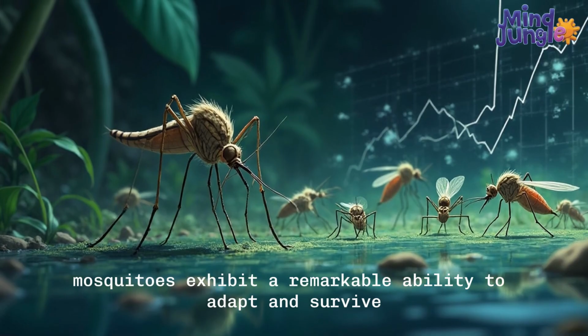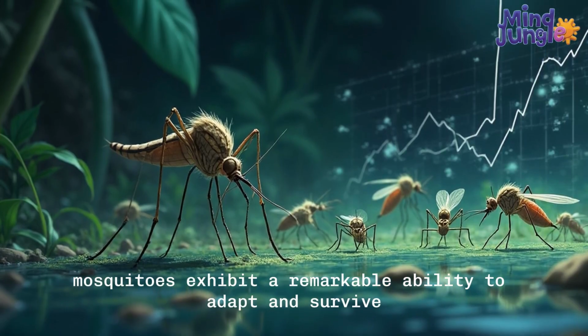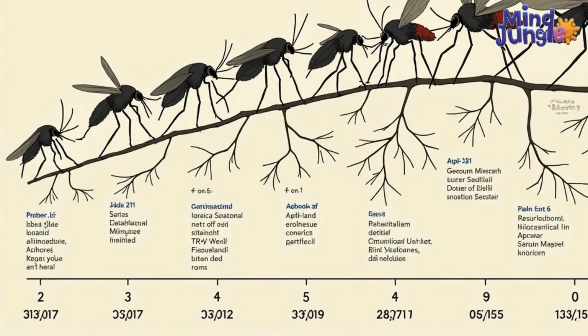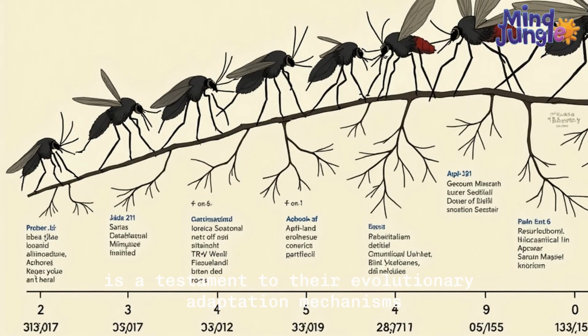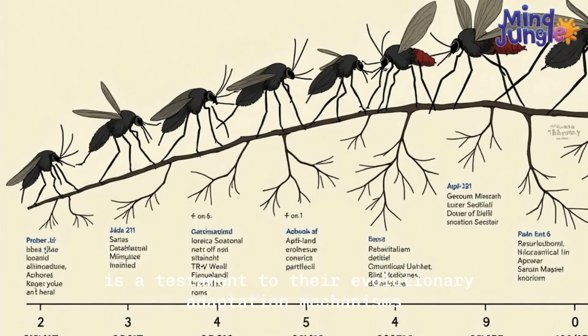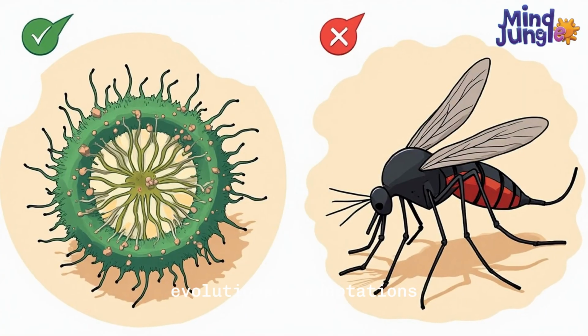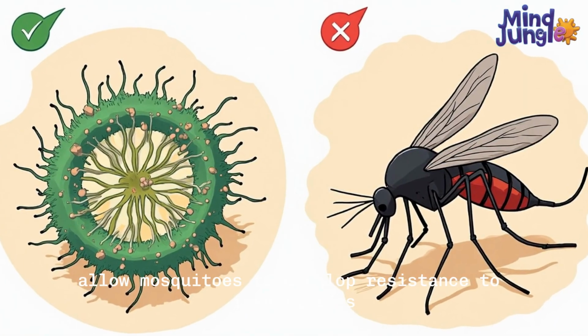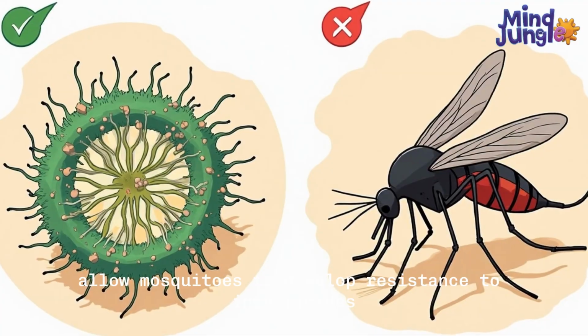Mosquitoes exhibit a remarkable ability to adapt and survive despite eradication efforts. This resilience is a testament to their evolutionary adaptation mechanisms. Evolutionary adaptations allow mosquitoes to develop resistance to insecticides.